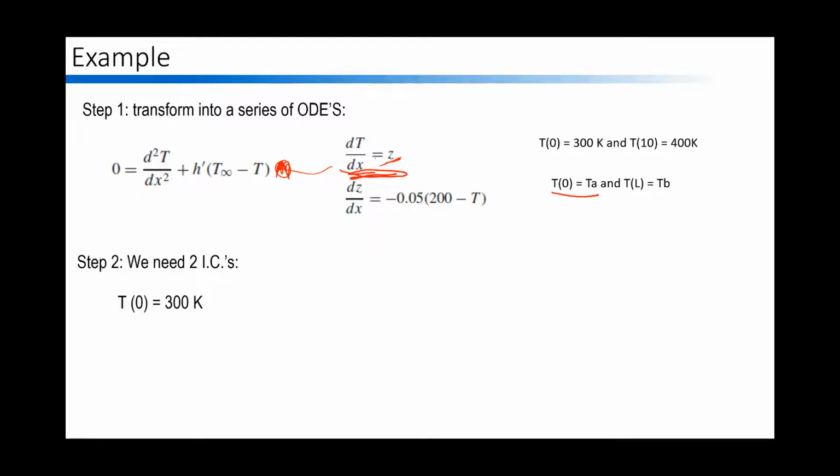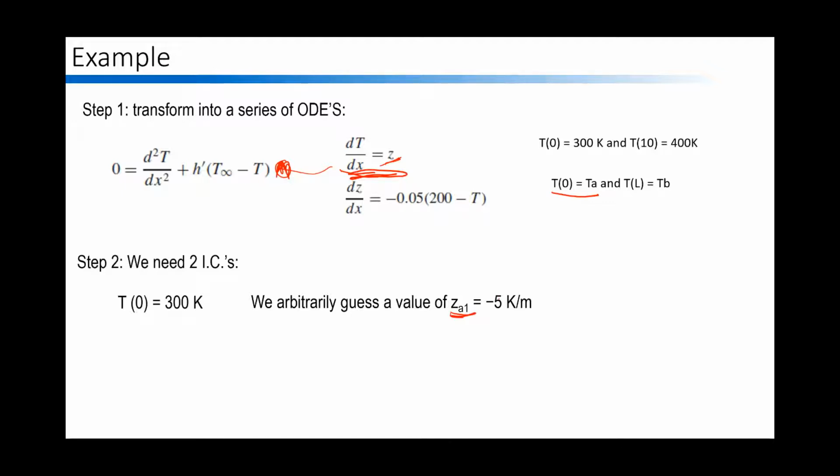In this case, we don't know anything about that derivative. We have to guess. It doesn't really matter what we guess in the end, because we should be able to get to the correct solution. Especially in these linear problems, it doesn't matter what we need to guess. So let's just make a random guess that z at x equals 0 is negative 5 Kelvin per meter.